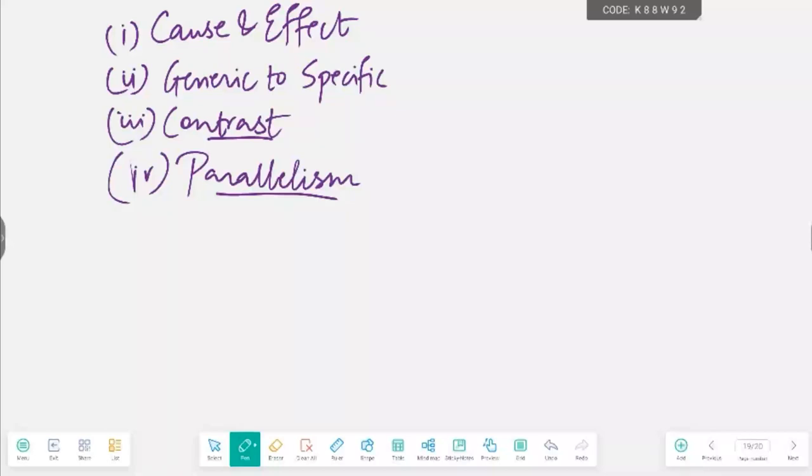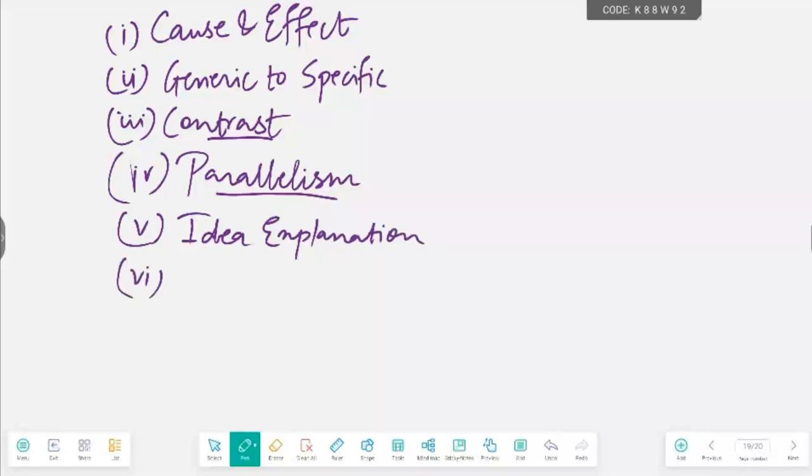Fifth one that we saw today was idea explanation. Sixth one, idea explanation में क्या होता है? Idea होती है, idea sentence को find out करना है और उसी का explanation कहीं ऊपर नीचे वाले statements में दिया होगा. Next one was idea transformation.